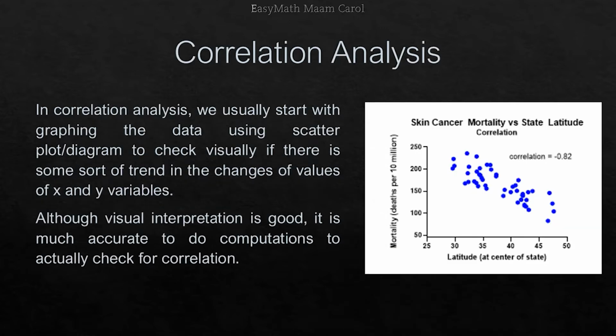Now, in correlation analysis, we usually start with graphing the data using a scatter plot or scatter diagram. Yun ang tawag natin. So, ayun yung tawag dito sa visualization na ito. Now, to check visually if there is some sort of trend in the changes of values of x and y variables. Although, 'di ba, visual interpretation is good. Nakikita natin, wow, parang downward yung trend, 'di ba? It is much more accurate to do computations to actually check for correlation.